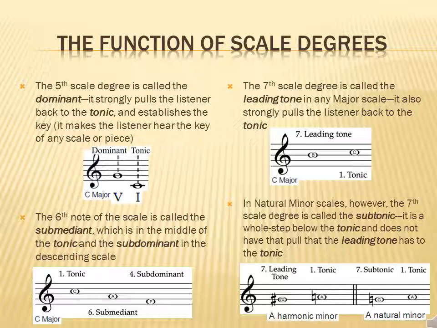In natural minor scales, however, the seventh scale degree is called the subtonic. It is a whole step below the tonic and does not have that pull that the leading tone has to the tonic. So leading tone, tonic, subtonic, tonic.